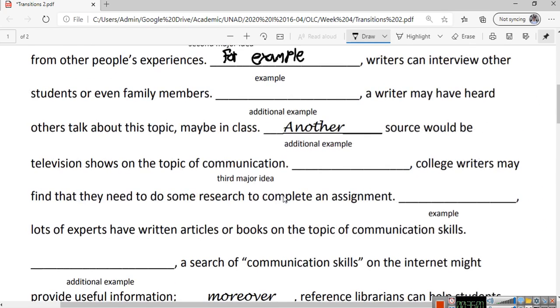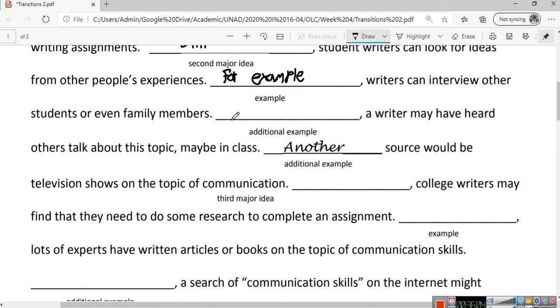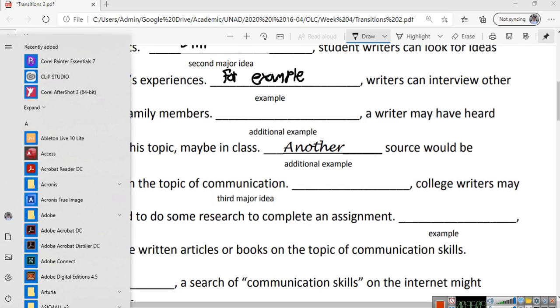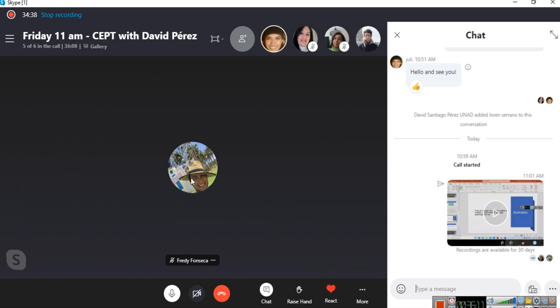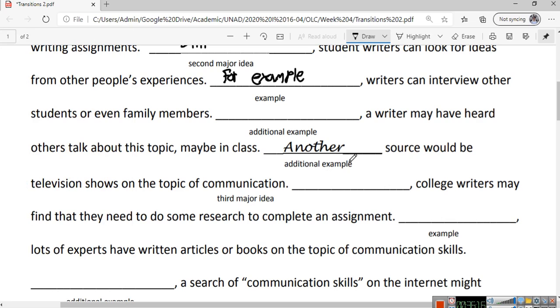Very good. Now, I have to give an additional example. A writer... In particular, teacher. In particular, all right. So, this one right here, you mean "in particular," right? Yeah. In particular, a writer may have heard others talk about this topic, maybe in a class.